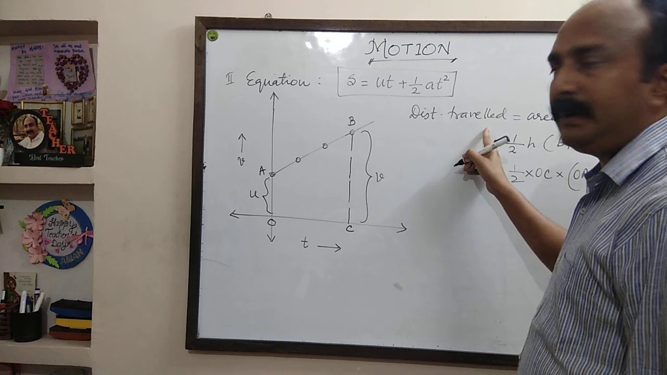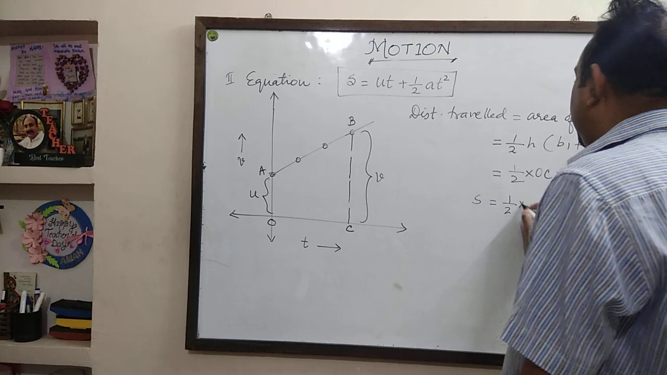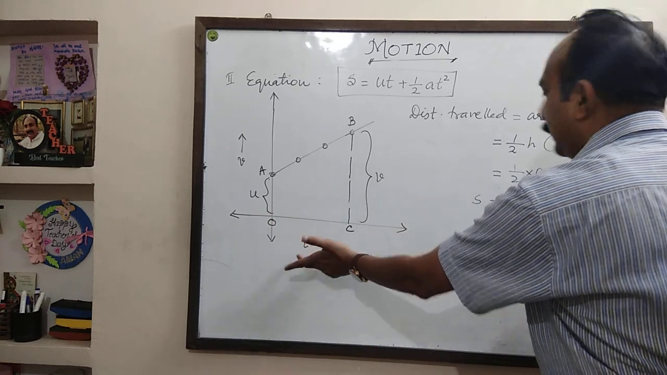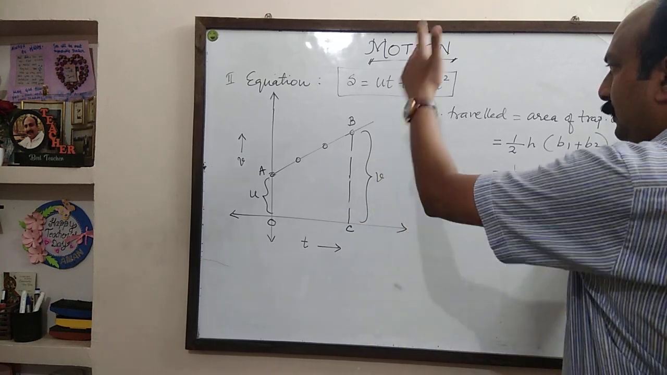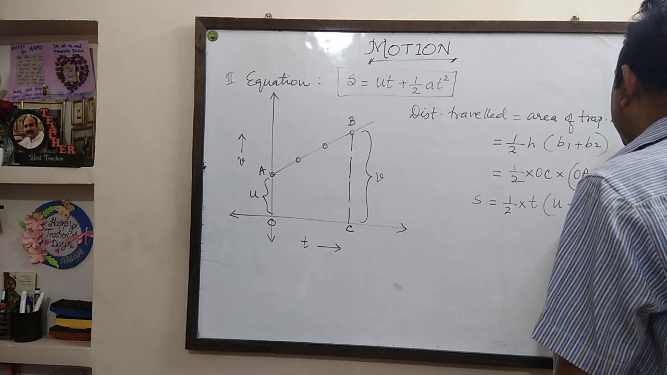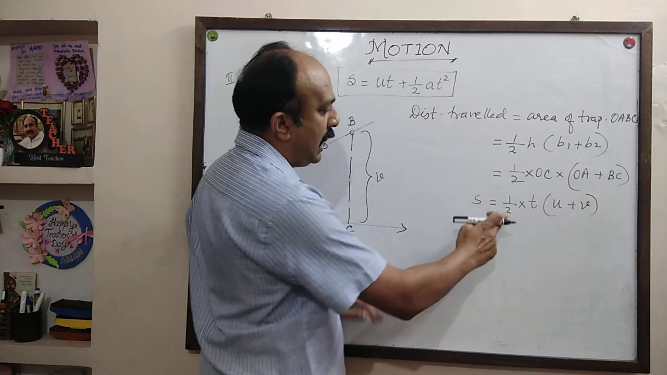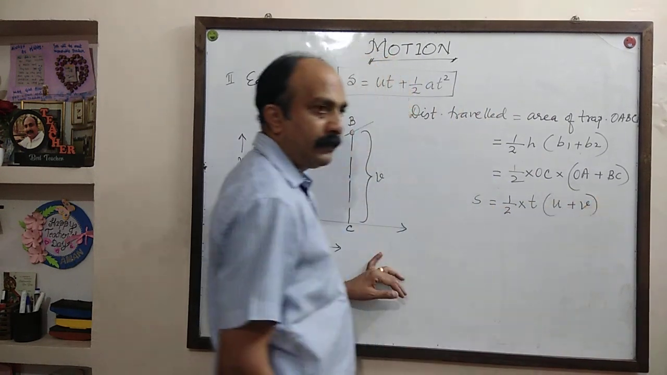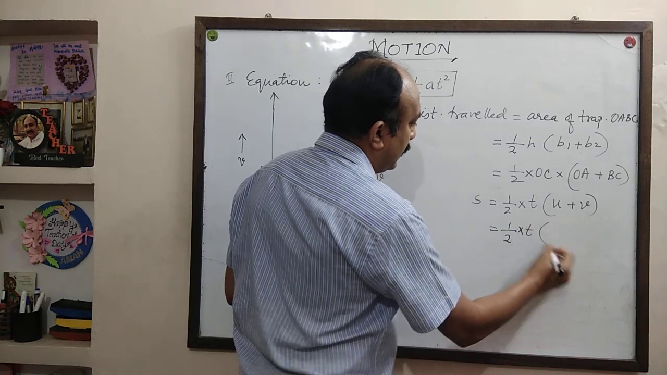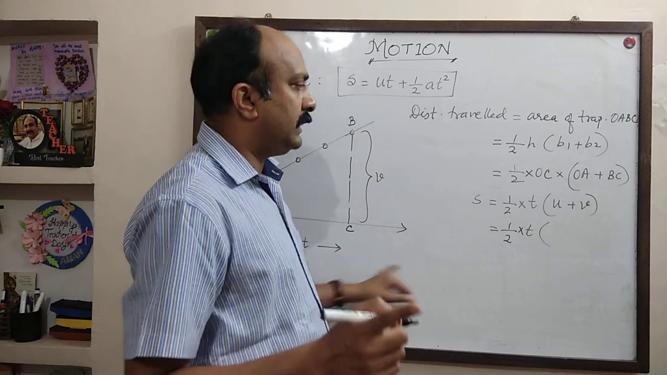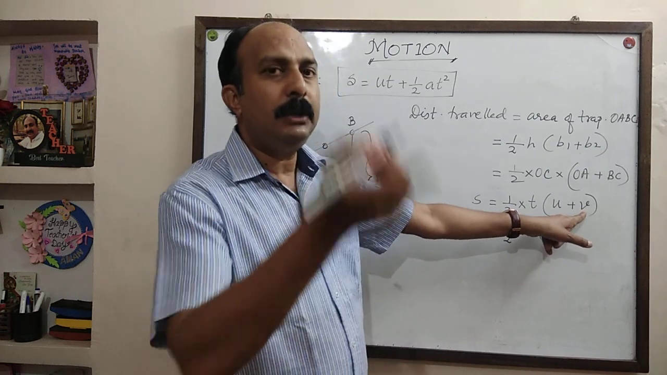Distance travelled, the symbol for distance travelled is S. So S is equal to half into OC, which means T, OA means U, BC means V. So we got the formula S is equal to half into T into U plus V. Now here we are going to use another substitution. In equation number 1 we have proved that V is equal to U plus AT. So I am going to replace this V by U plus AT.